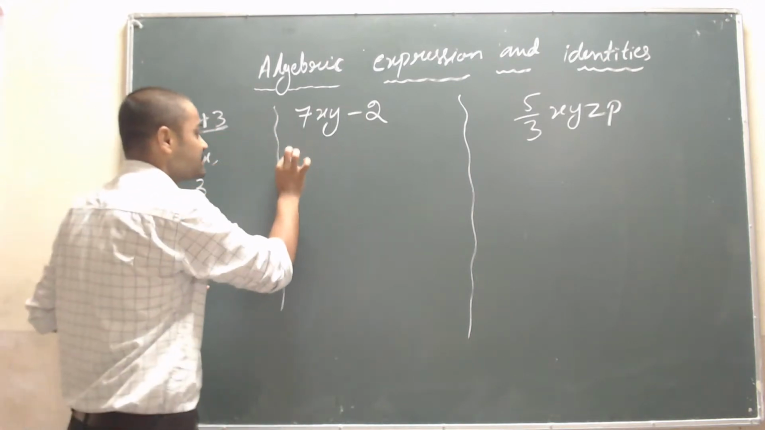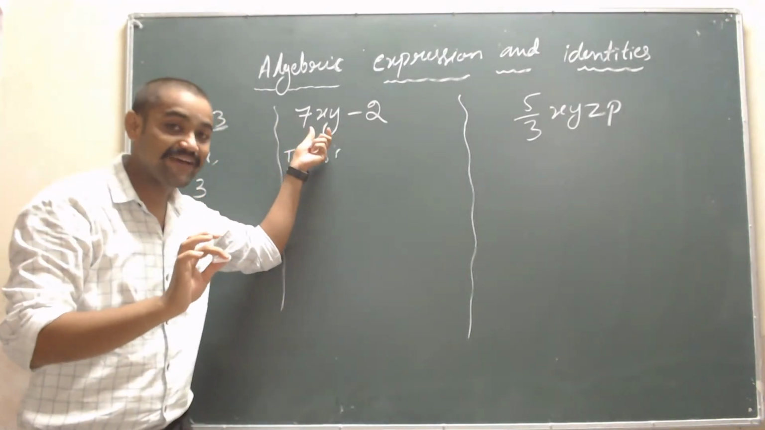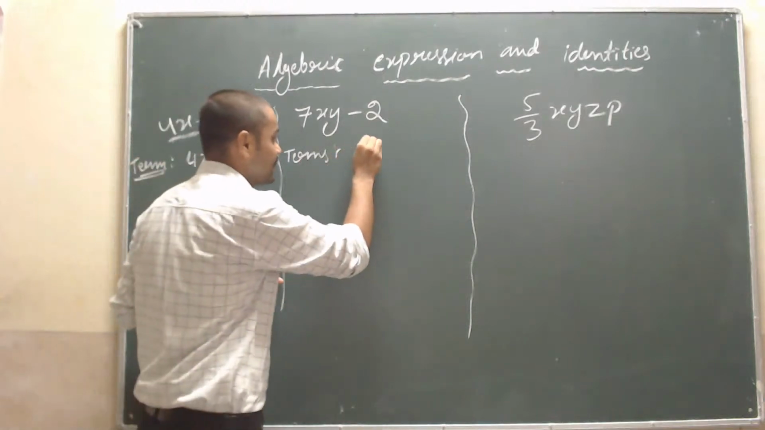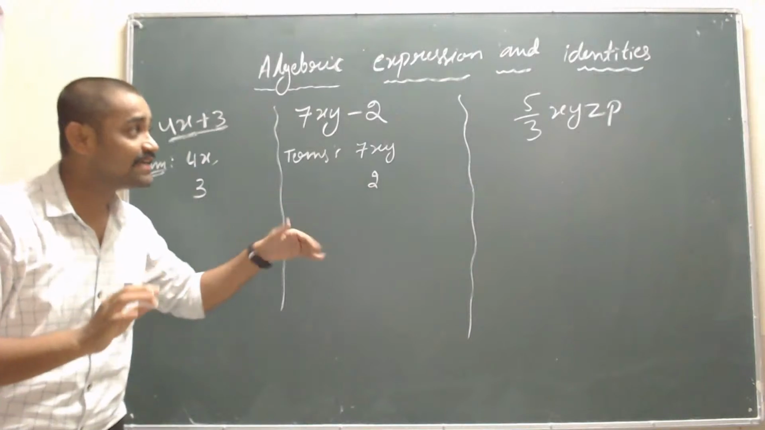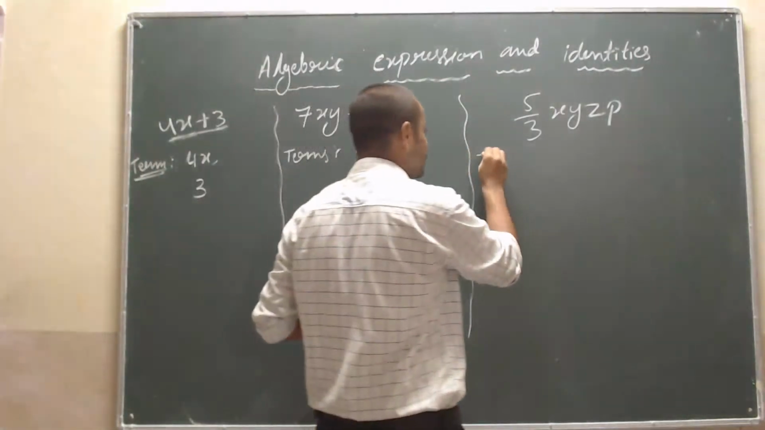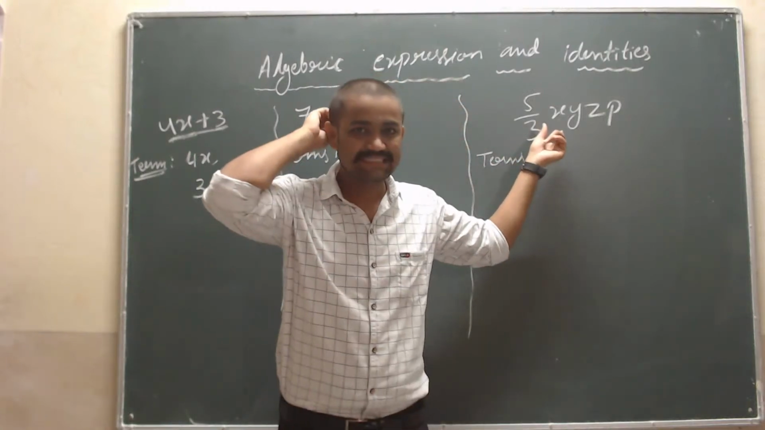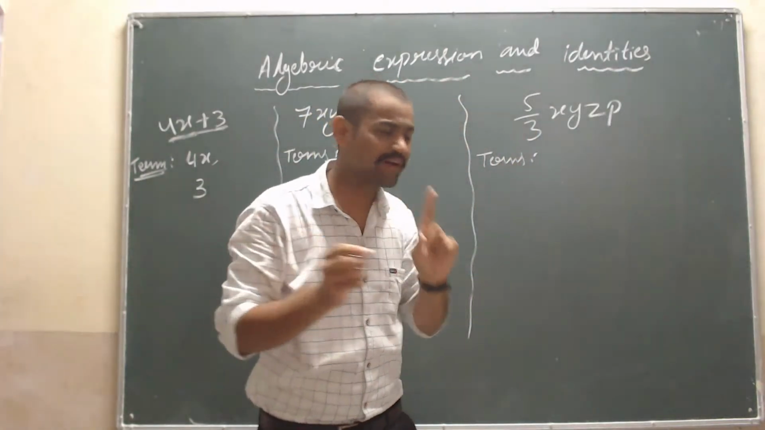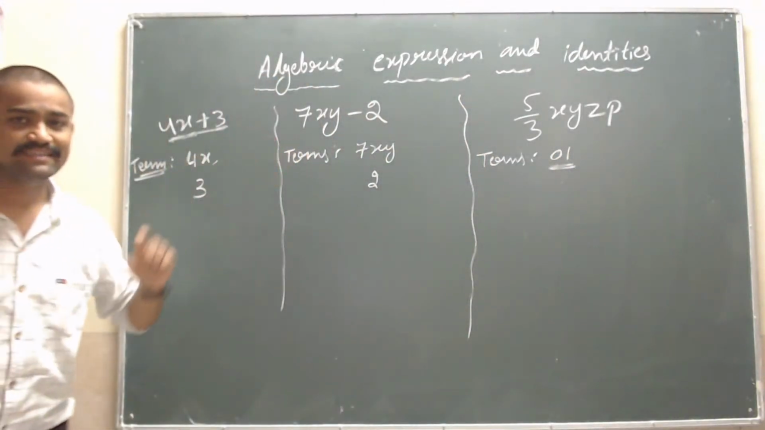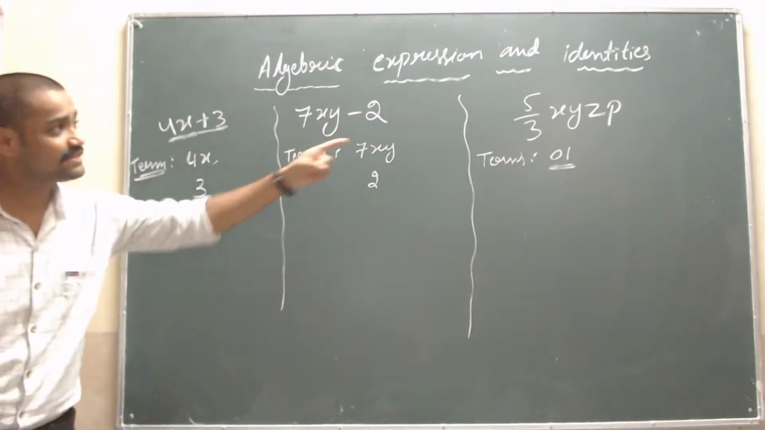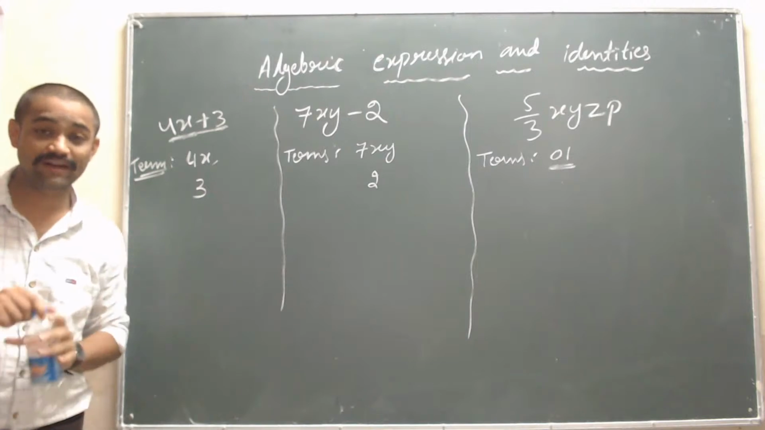Move to the next example. Here the terms are two only: 7xy and 2. I will clarify afterwards. Move to the next step. How many terms are here, students? Only one. Why? Just compare these three. In the third example, the only term is 1. Why?